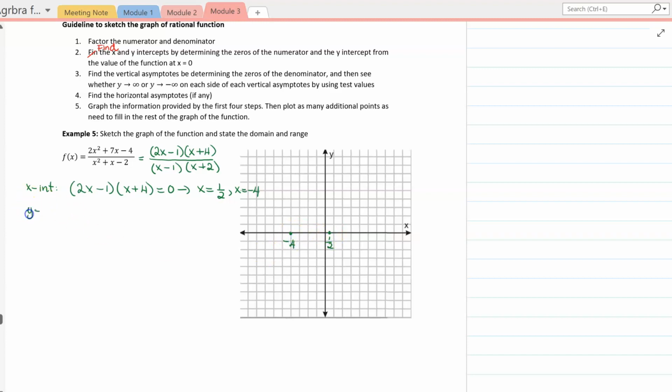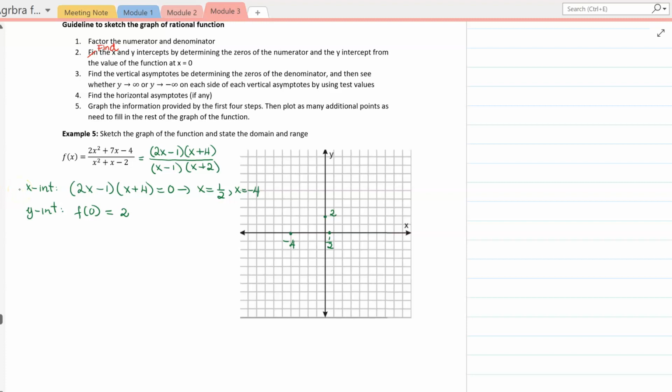For the y-intercept, we plug 0 into the equation, f of 0, where f of 0 equals 2. So here is our y-intercept, so that's what we got.